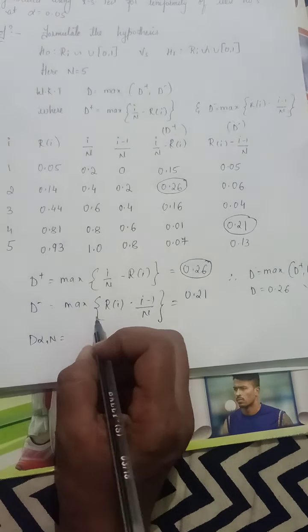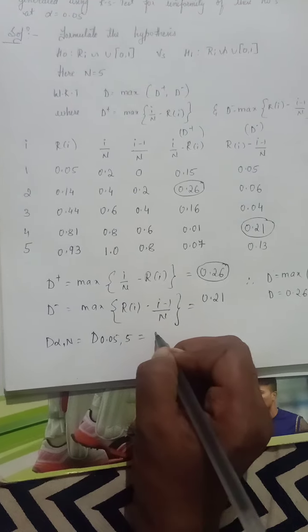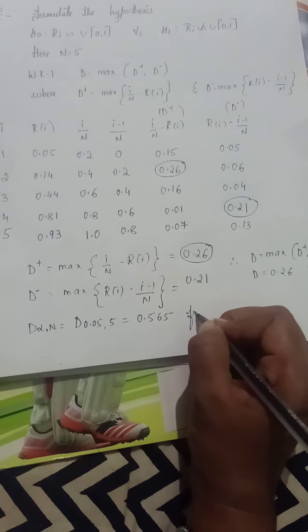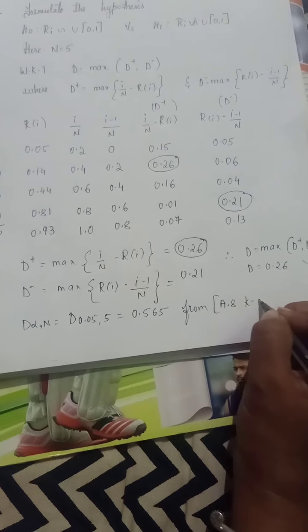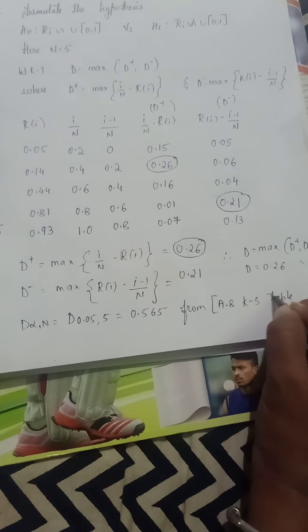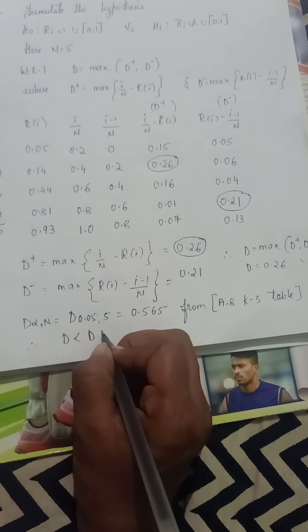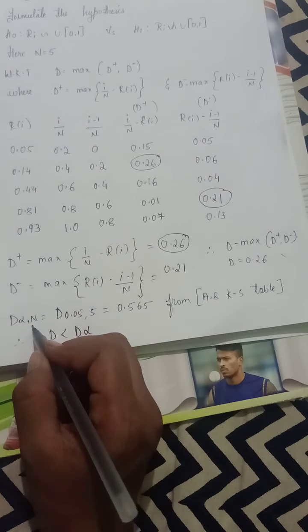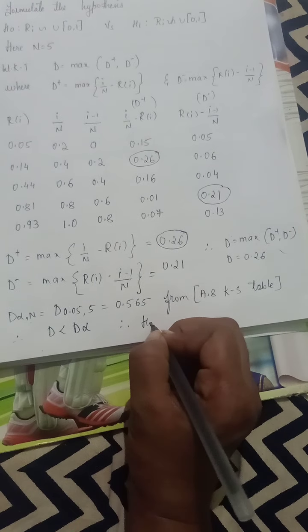Now we have to find D alpha comma n. We are already given the alpha value, 0.05. So D 0.05 comma 5 we will get as 0.565 from the appendix A.8, that is the KS test table. Therefore, you can compare the D value, 0.26, with D alpha, 0.565.